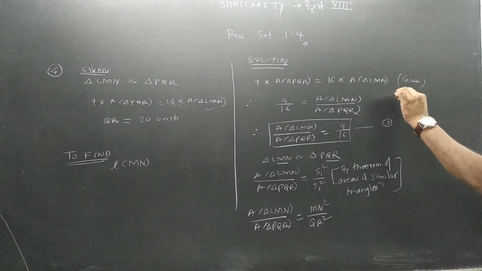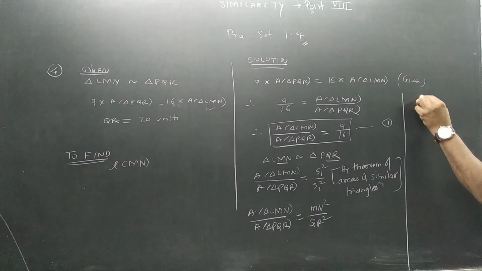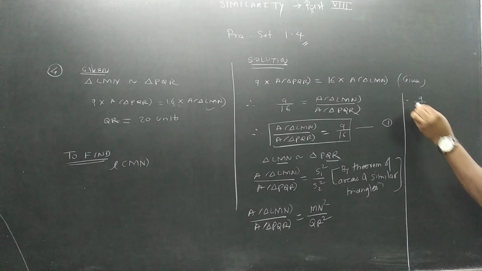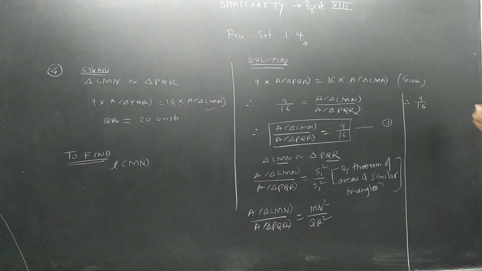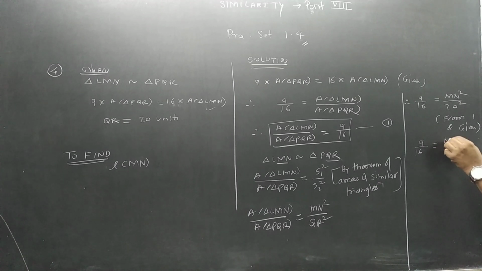Now we know the value of area of triangle LMN upon PQR is 9 upon 16. Therefore, it is equal to MN square, which they have asked you, and here it will be 20 square. I am going to write this from the given. Now just say 9 upon 16 is equal to MN square upon 20 square.